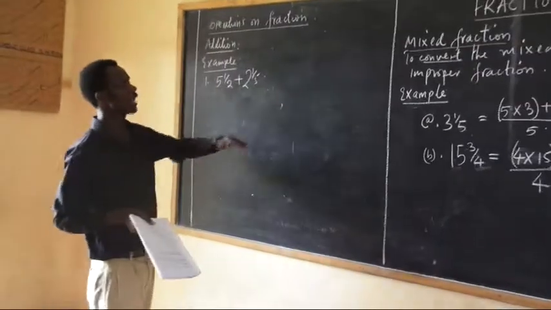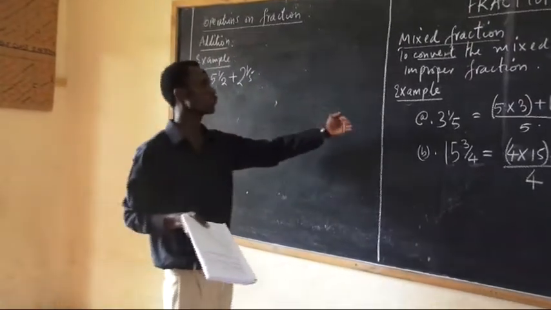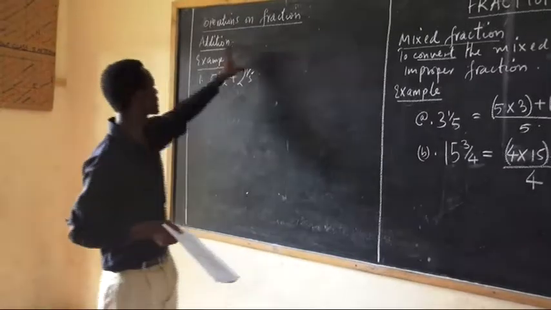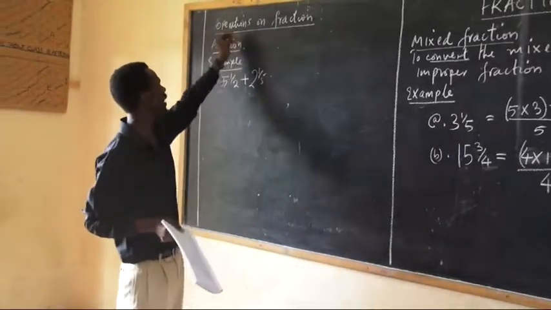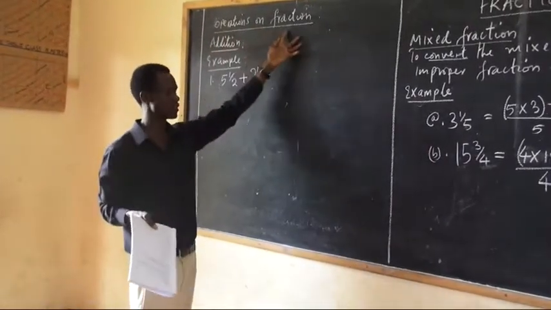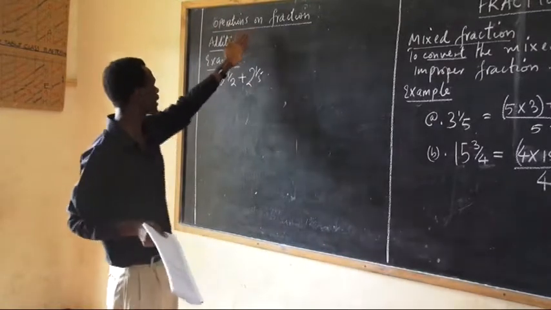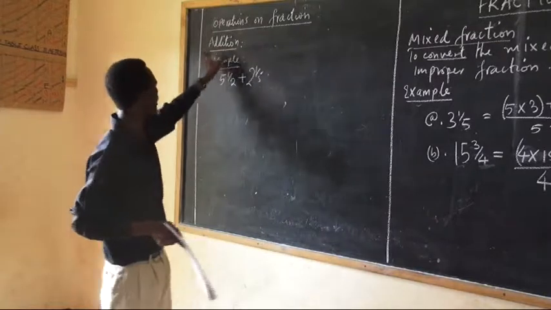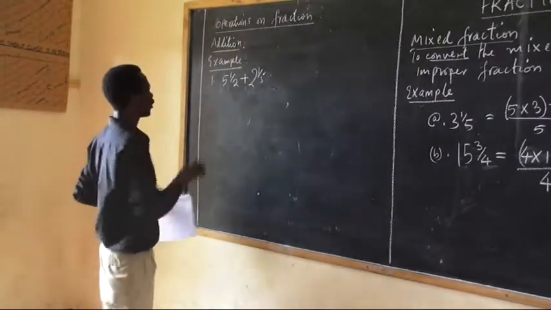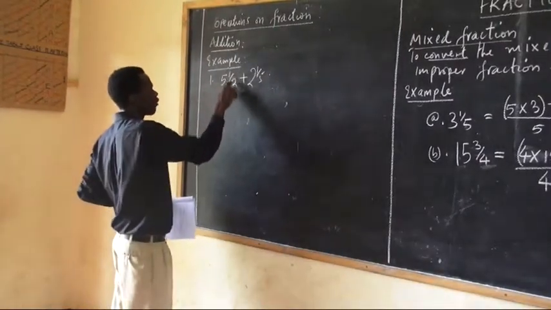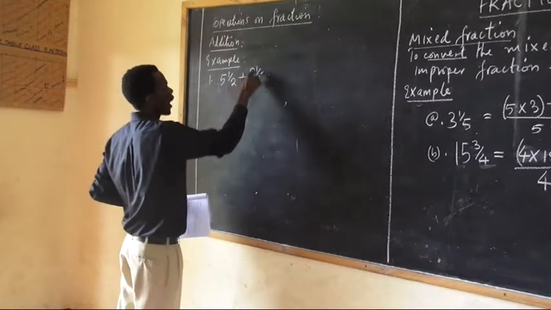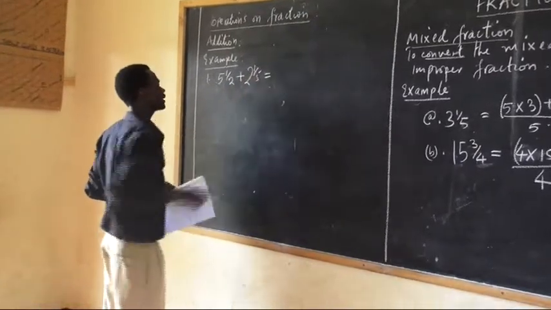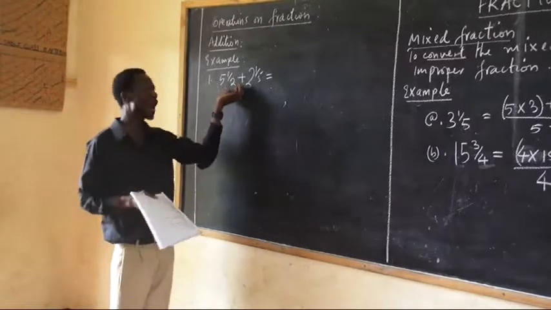Now, after we have seen how to convert the mixed fraction into improper fraction, now let us see how to operate. We say operations on fractions. Now let us look at the operation on fractions. We have addition. Let us see how we add up the fractions. Example, you have 5 1 over 2 plus 2 1 over 5. Now we just need to add this number.